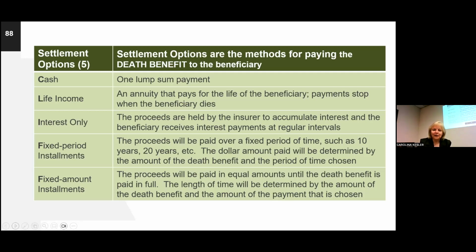Fixed period installments. So the proceeds will be paid over a fixed period of time, such as 10 years, 20 years, etc. The dollar amount paid will be determined by the amount of the death benefit and the period of time chosen. So in the test, if they say Sarah is going to be getting her $2,500 a month for 10 years, they're telling you the period, right? So you know it's fixed period. If they say Sarah's going to be getting $2,500 a month, they're telling you the amount. If they don't put the years on it, they're telling you the amount. So it's fixed amount, right? That's how you tell those two apart. They just tell you. If you can figure that out, it's not tough. Don't overthink it, right?